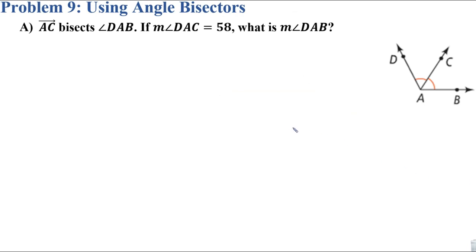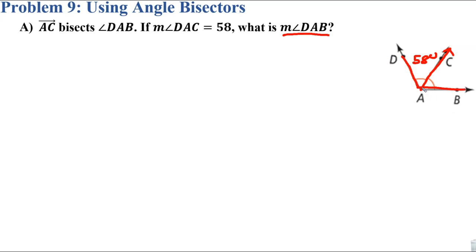So let's go ahead and use that idea of an angle bisector. Problem 9 part A says that AC bisects angle DAB. In other words, this ray AC splits our larger angle DAB into two congruent angles. And this picture's already got those marked congruent for us. It then says if the measure of angle DAC is 58, what is the measure of angle DAB? So filling that into our diagram, D to A to C here is 58 degrees, and I want to know the measure of angle DAB.